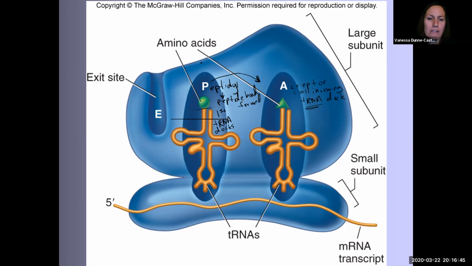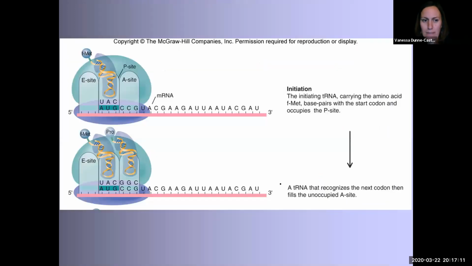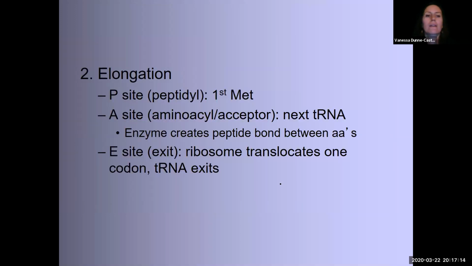And once that occurs, it will essentially allow this empty transfer molecule to leave through the exit site, the E or the exit site. This transfer molecule will shift to the P site, the peptidyl site where that growing peptide chain is, and will open up that new codon at the A site for a new transfer molecule to come in. So let's step backwards one more time. Whoops, that's forward. So this elongation occurs, right?